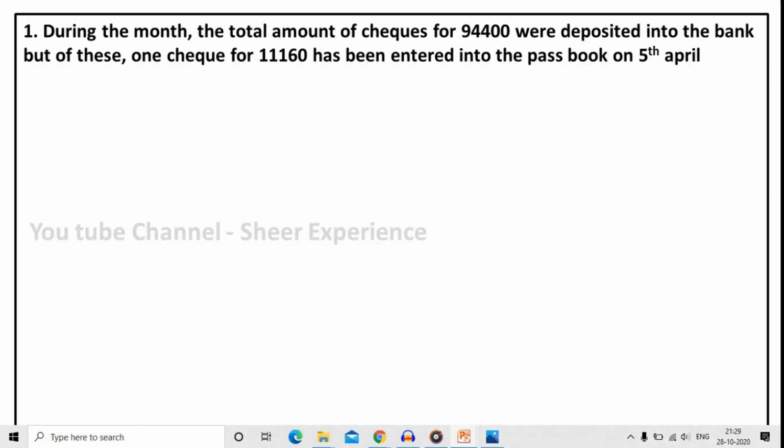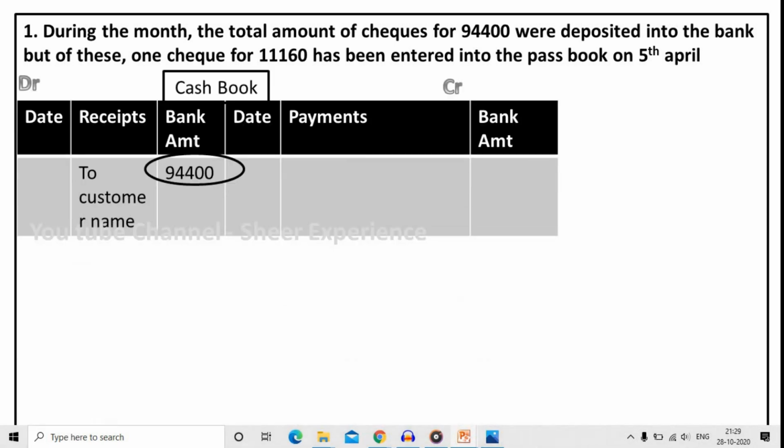Our next transaction is, during the month, the total amount of checks for 94,400 were deposited into the bank, but of these, one check for 11,160 has been entered in the passbook on 5th April. The transaction says 94,400 has been deposited into bank. When the check is received from customer, we mention it on the debit side of the cash book. Even here I have mentioned two customer and 94,400 in the receipt side in bank amount column.